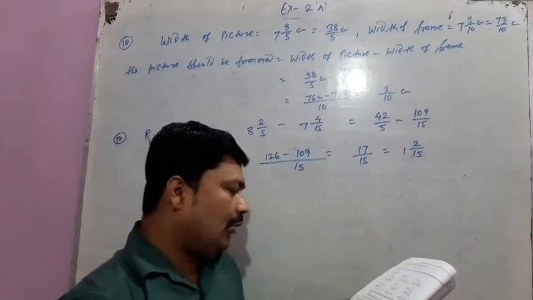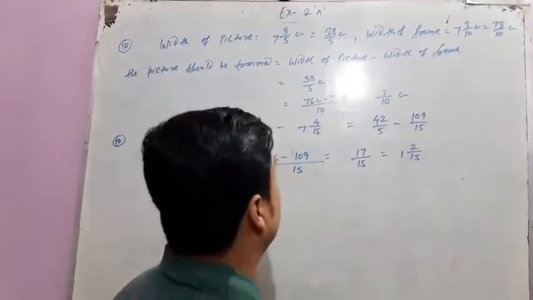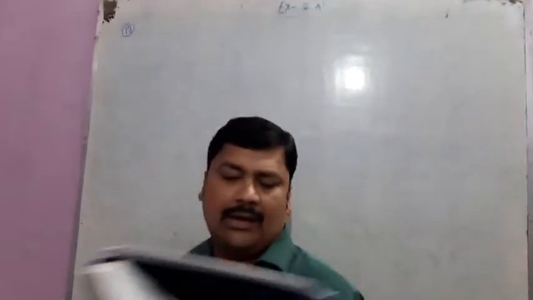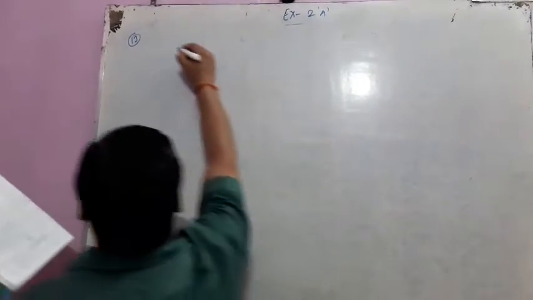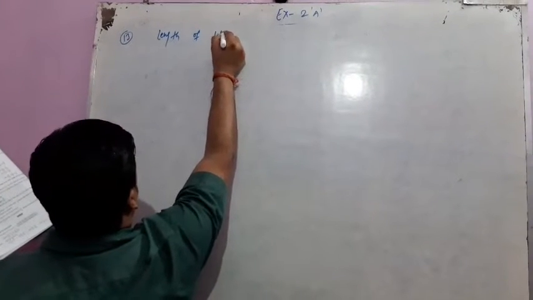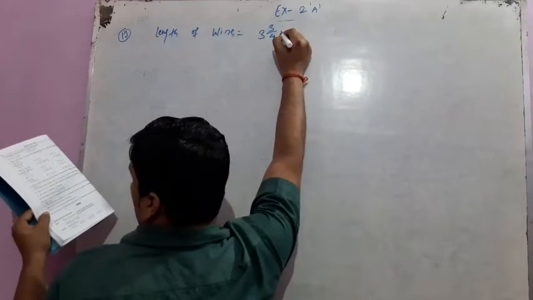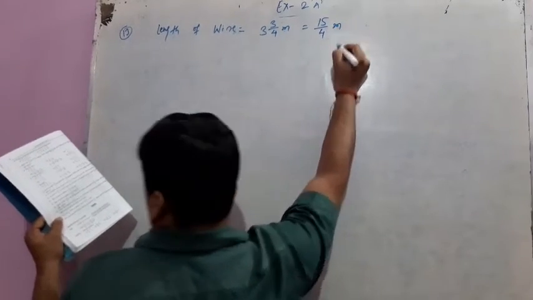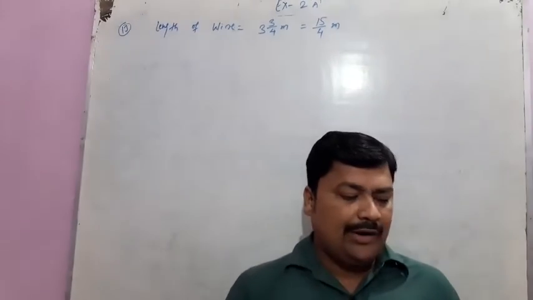Okay. Now moving on to the next question, question number 13. In question number 13, a piece of wire 3 whole 3 by 4 meter long, that is 15 by 4 meter, is cut into two pieces.